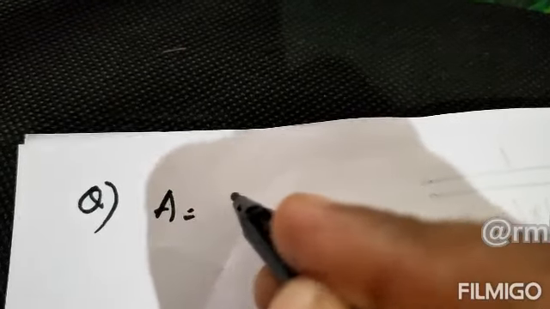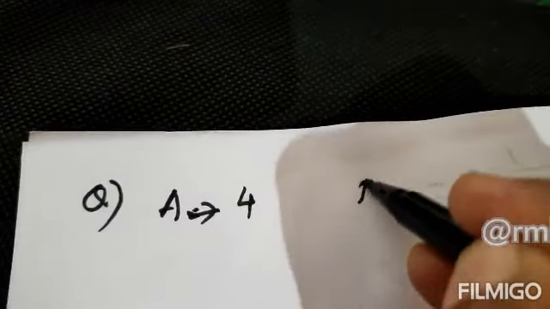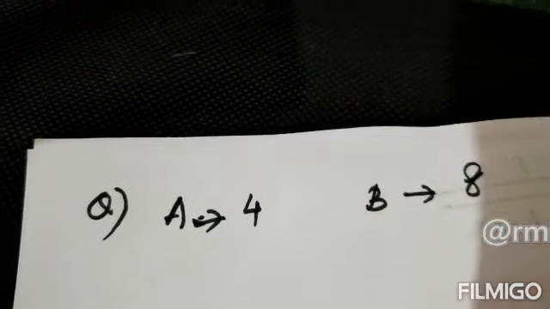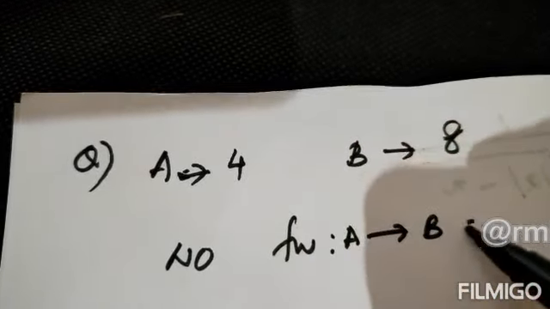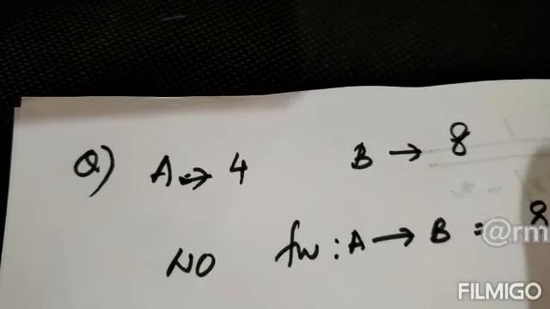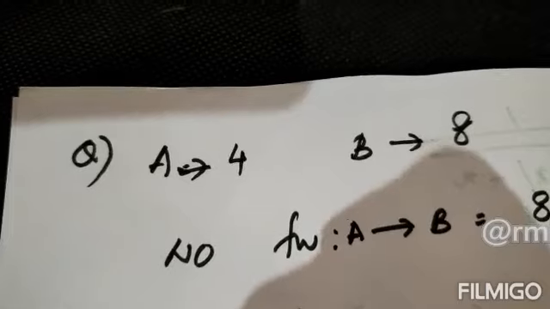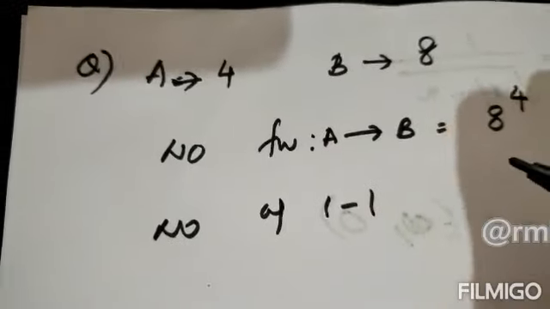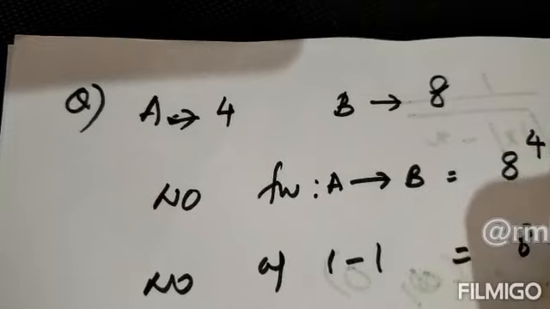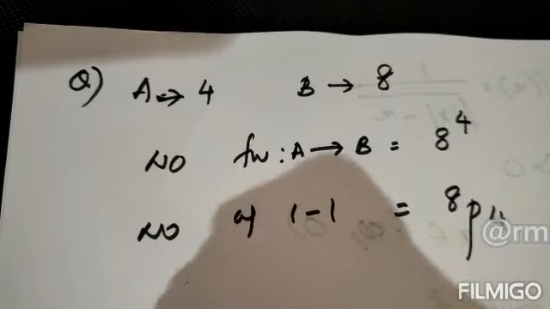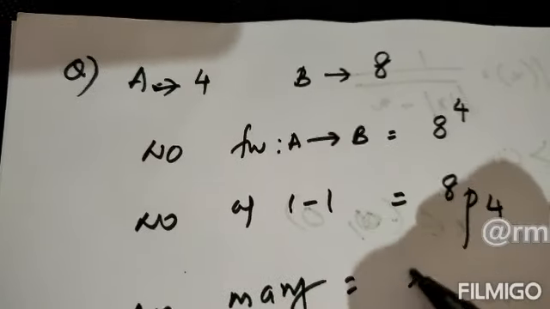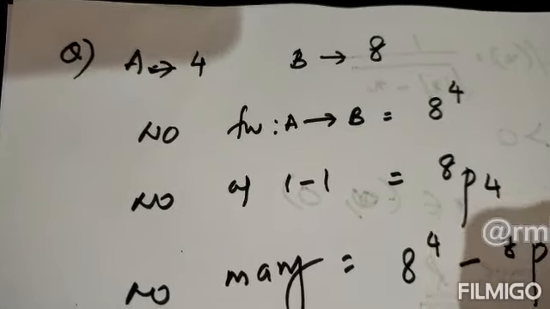Question: A contains 4 members, B contains 8 members, then number of functions from A to B is 8 raised to 4. Number of one-one functions is 8p4. Number of many-one functions is 8 raised to 4 minus 8p4.